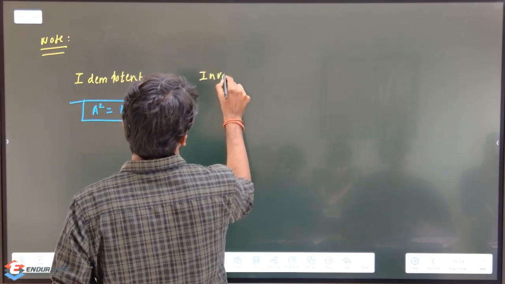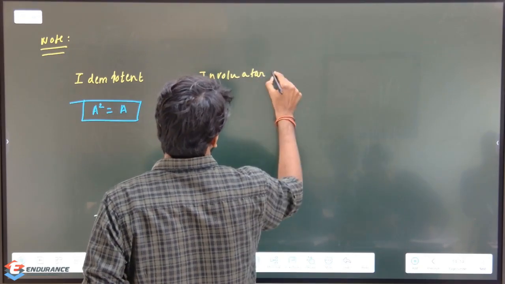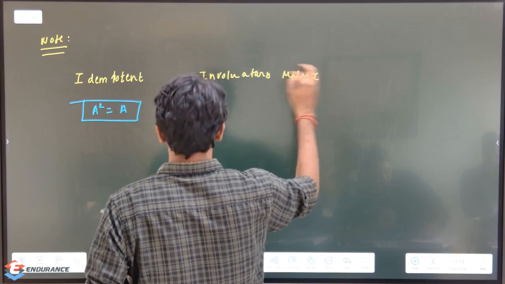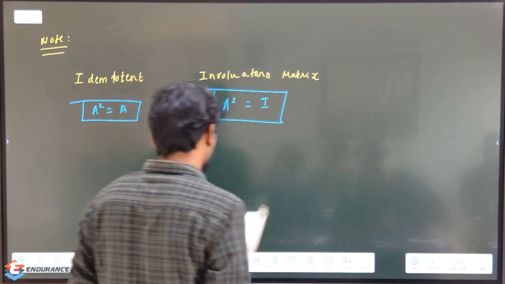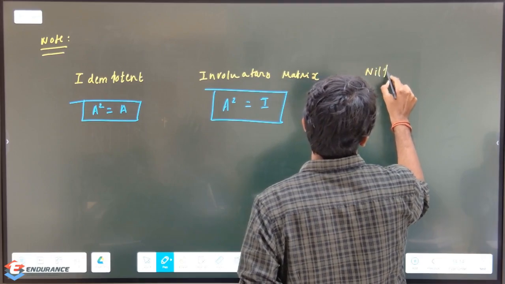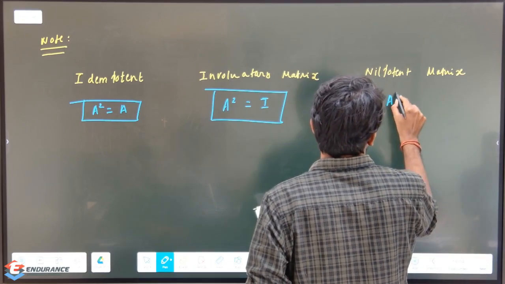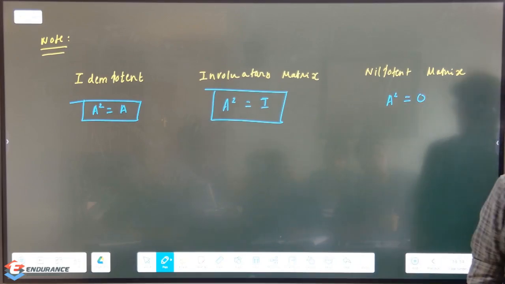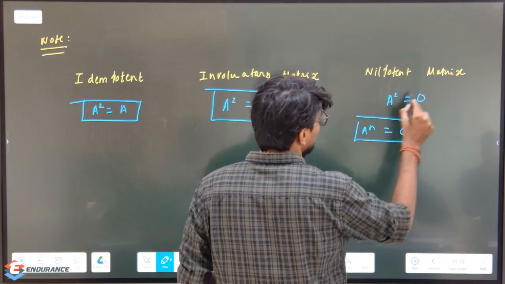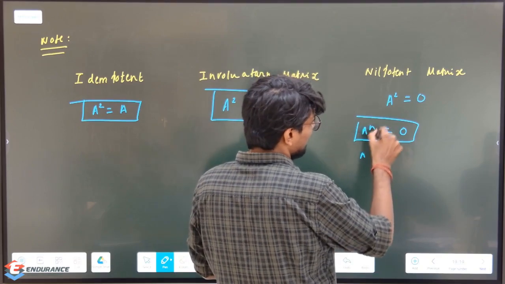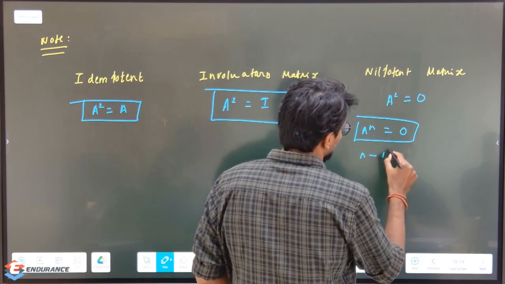If it is an involutory matrix, then my A square will be equal to I. If it is nilpotent, then my A square will be equal to 0. See, A square is 0, then we can write some A power n also as 0. Basic condition is A square is 0. But if A power 3, A power 4, A power 5 is 0, then this n is called the index of the nilpotent matrix.